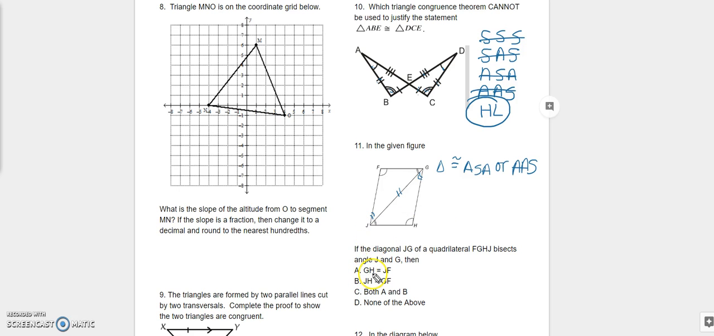So is GH corresponding to FJ? Yes, those correspond, so those would be congruent. Is JH corresponding to GF? Yes, those are also corresponding, which means they're congruent. Okay, well, I have both A and B, and I have an answer choice for that. That's C. Okay, let me move it down.